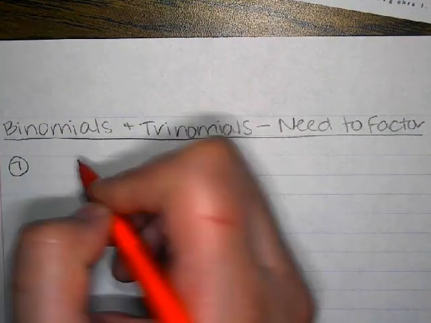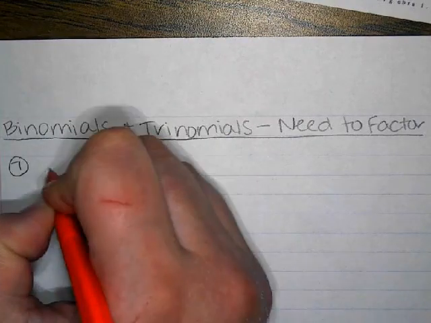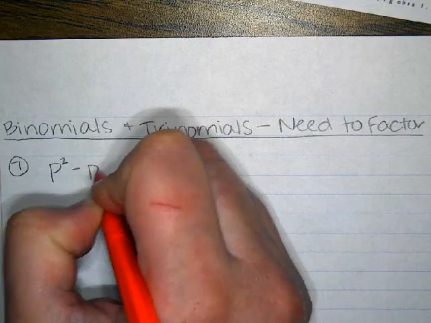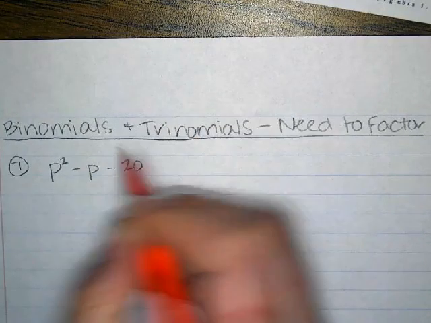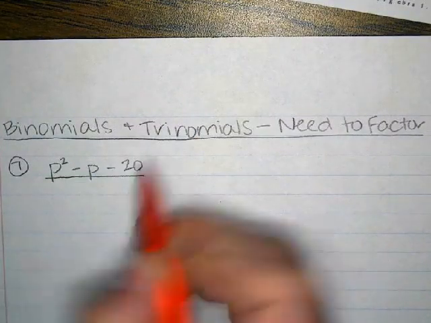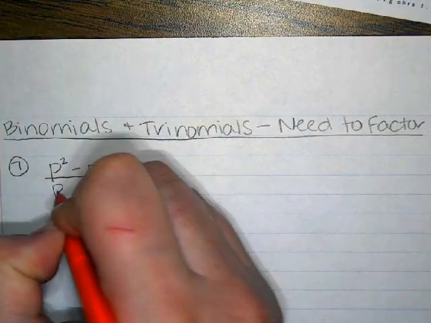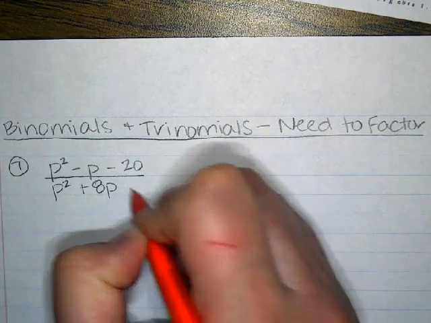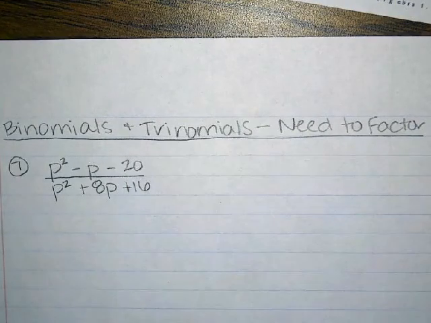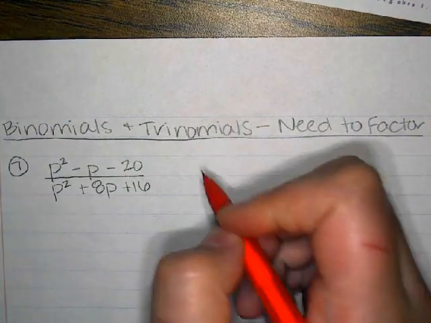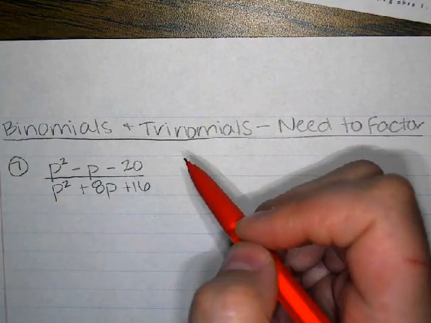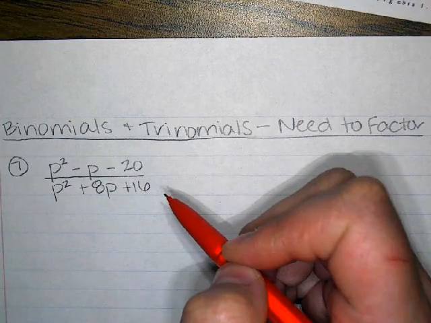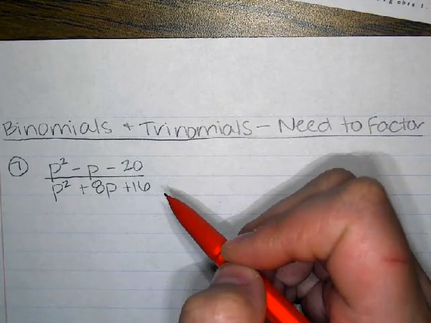All right, so if we have p squared minus p minus 20 divided by p squared plus 8p plus 16, how would I factor each of these? What type of problem is this? It's the x thing, right? Both of them are the x thing because they're both trinomials.